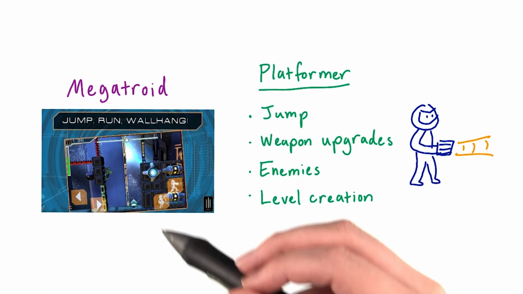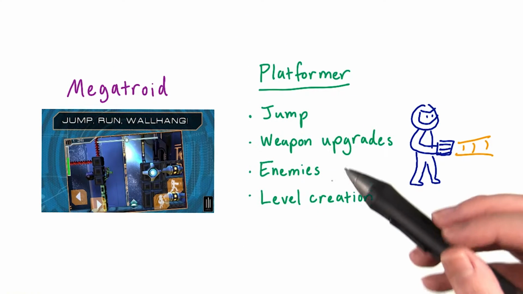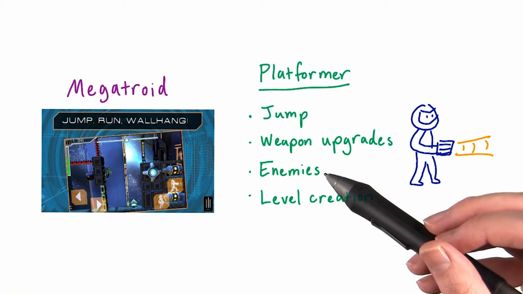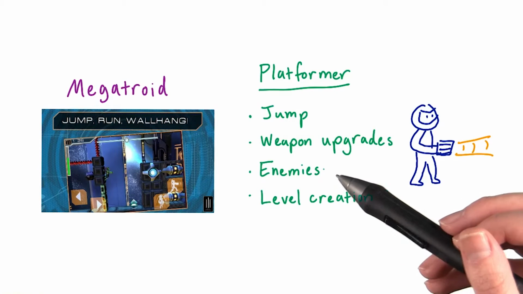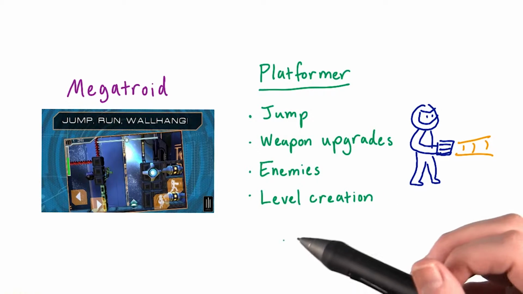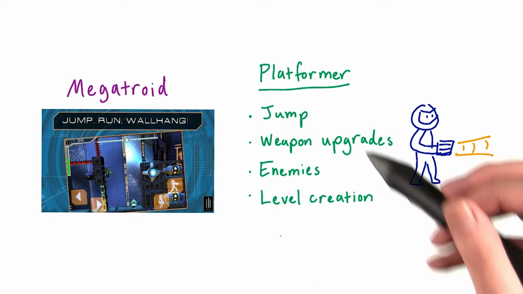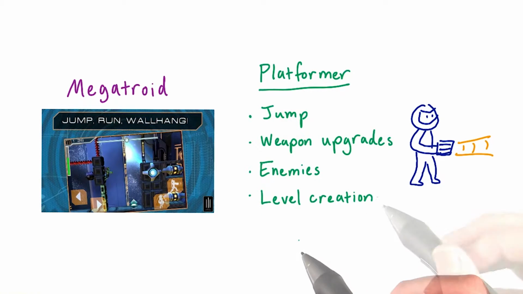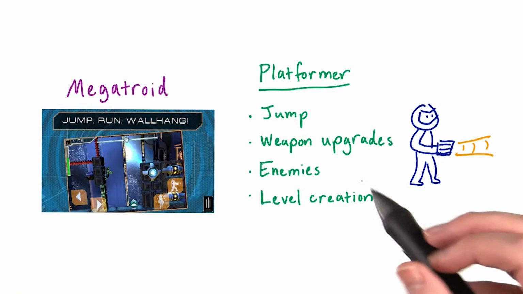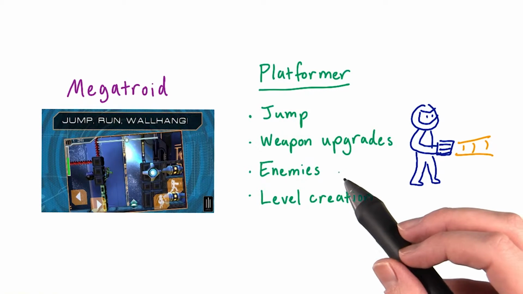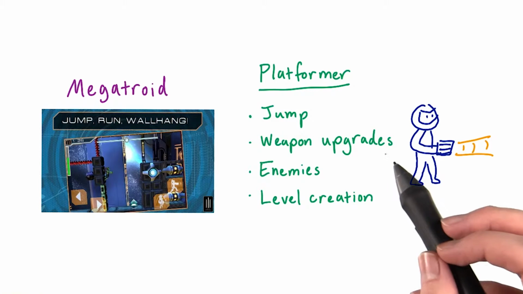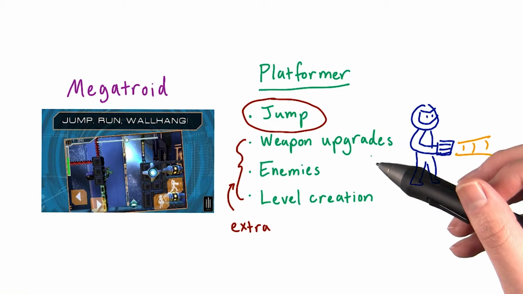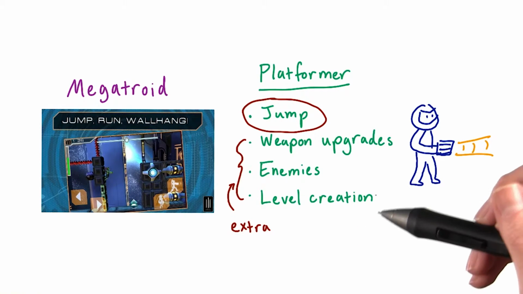Consider the game Megatroid, which is a platformer game where you jump through stages, getting upgrades and shooting robot enemies to advance levels. You can even generate your own playable levels. This game has a lot of fun features, but what do we need in the minimum viable product? Level creation? No. Enemies? No. Weapon upgrades or even weapons at all? No. These are all extra features that can be added later in the game.